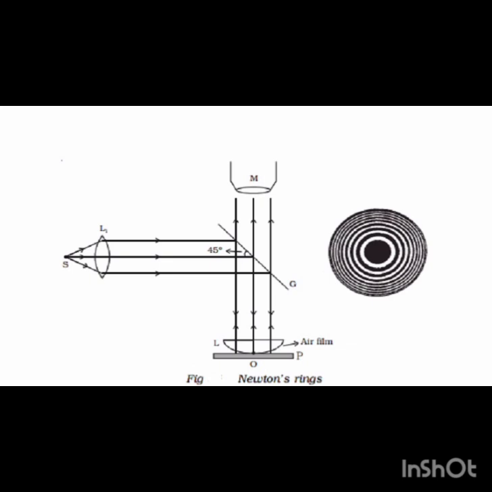The thickness of the air film at the point of contact of lens L with the glass plate G is 0. Hence, there is no path difference between the interfering waves. So, it should appear bright, but the wave reflected from the denser glass plate has suffered a phase change of pi, while the wave reflected at the spherical surface of the lens has not suffered any phase change. Hence, the point O appears dark. Around the point of contact, alternate bright and dark rings are formed.